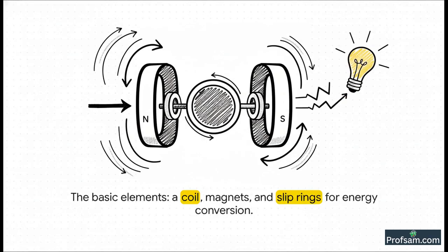And this is the basic setup. It should look very familiar from your textbook. You can see the main parts: a coil that can rotate, powerful magnets creating a field, and these things called slip rings. The whole design is built for just one purpose: to make that coil spin and then use that spinning motion to generate electricity.